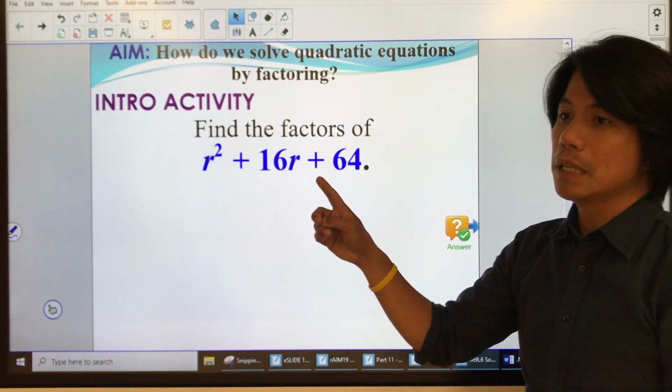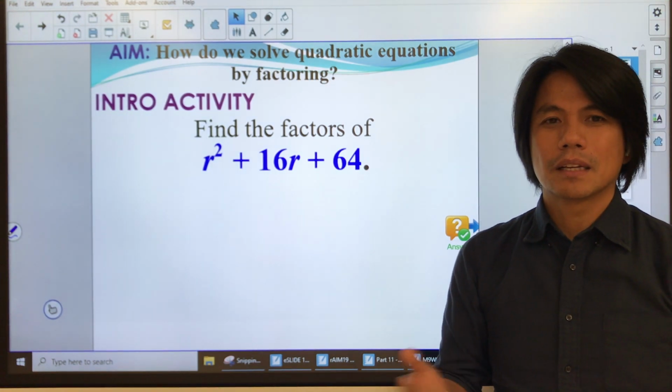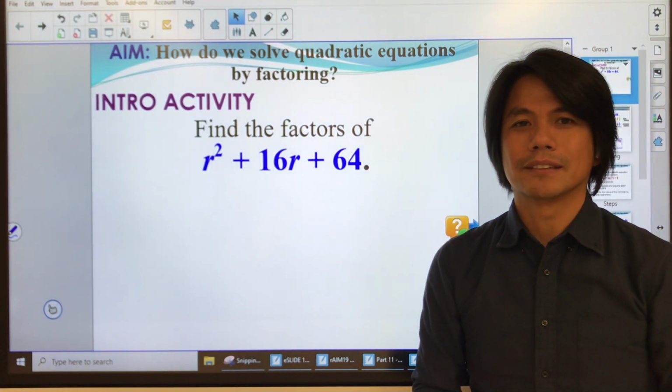Today we are going to learn how to solve quadratic equations by factoring. So go ahead and complete the intro activity first. Be sure to pause your video while you're doing it. Come back once you're done to check your answer.